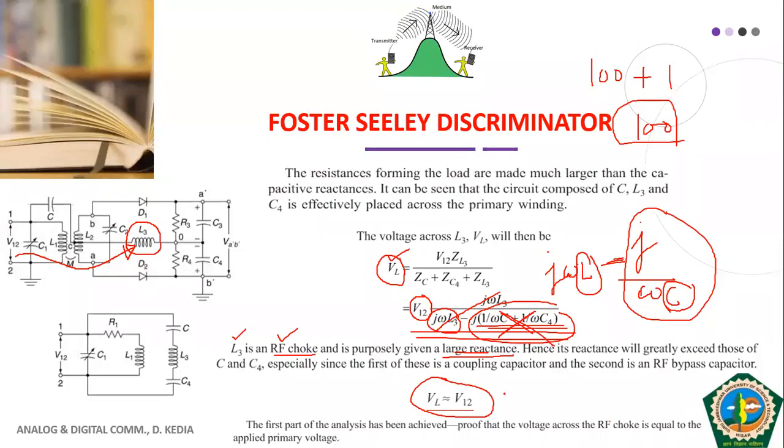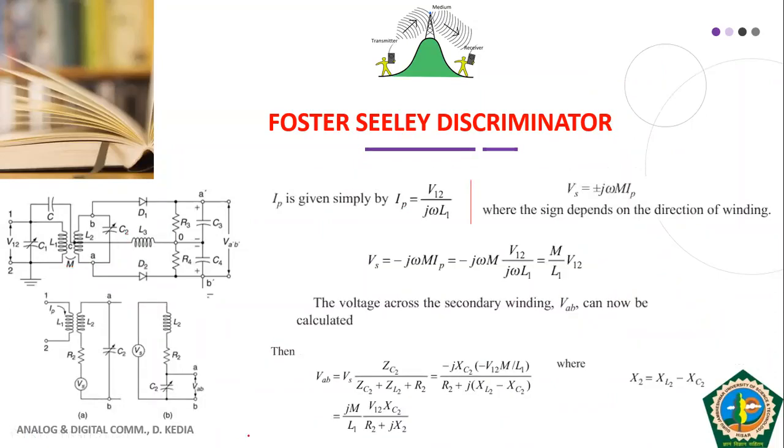So students, after proving that the voltage across this inductor is approximately equal to our primary voltage, now let us move to the next part. Our next part is to concentrate on the secondary part. Look carefully at the figure shown as A, which is towards the left-hand side of this red line that I have just drawn.